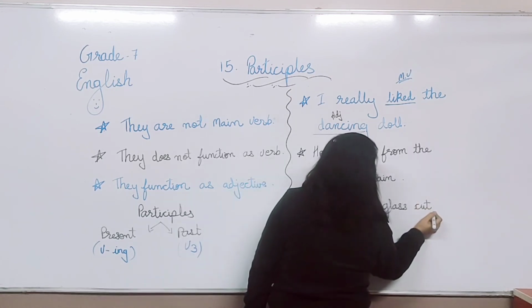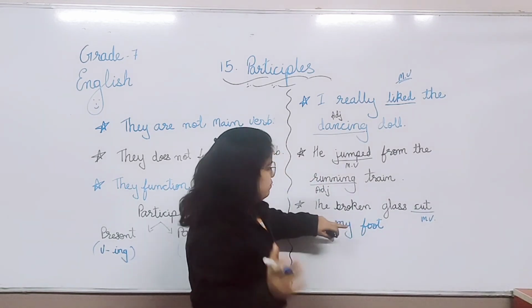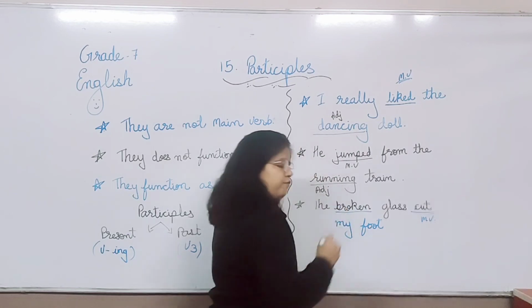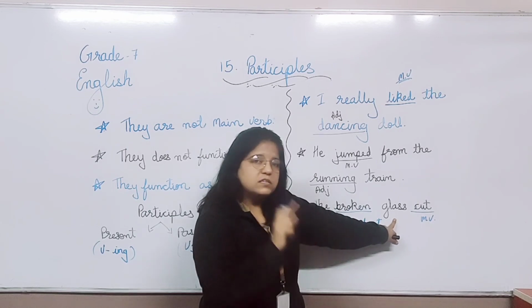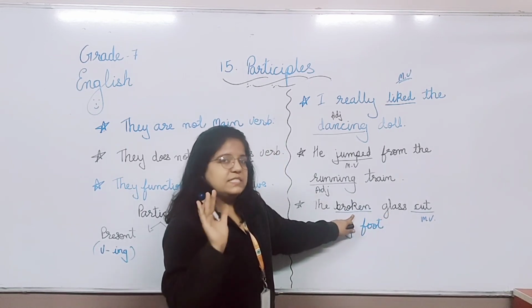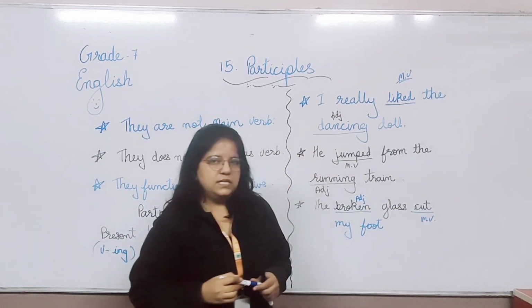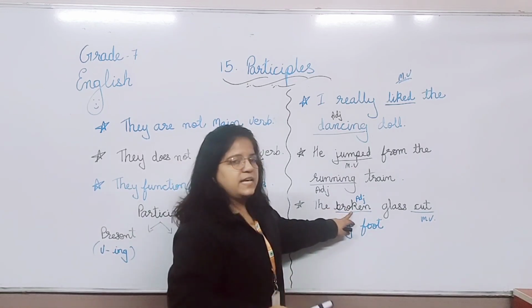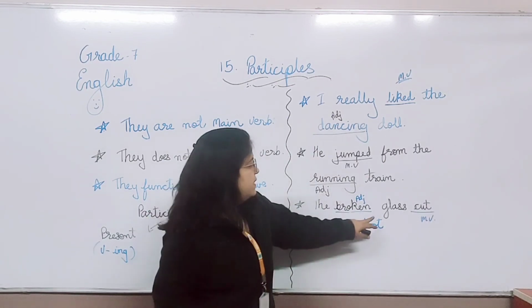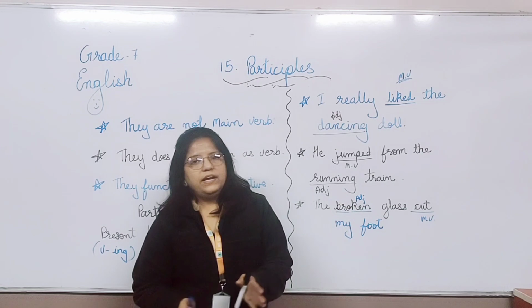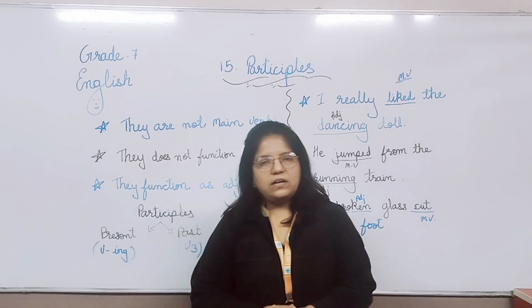Now here cut is a main verb, whereas broken, which is the third form of break, works as an adjective of the glass. Means it is describing the glass, right? How is the glass? Glass is broken, and it is also a verb which acts as an adjective. Means it is describing past participle. Means the glass is broken and it is past participle. I hope present and past participle are clear to you all.